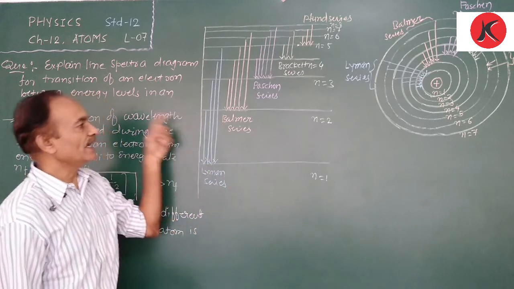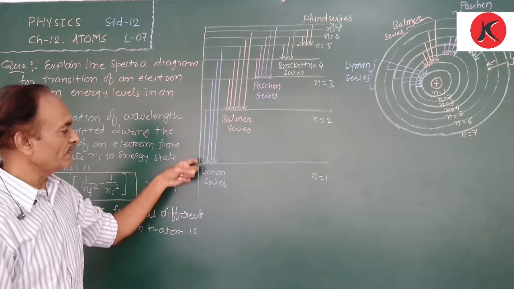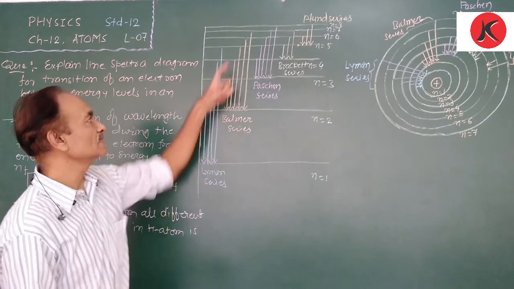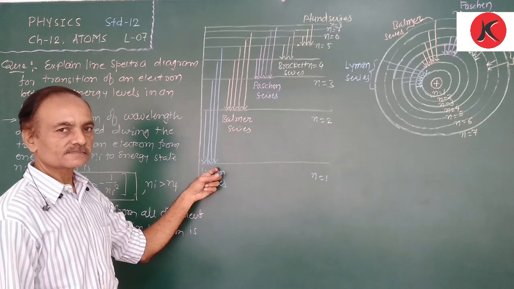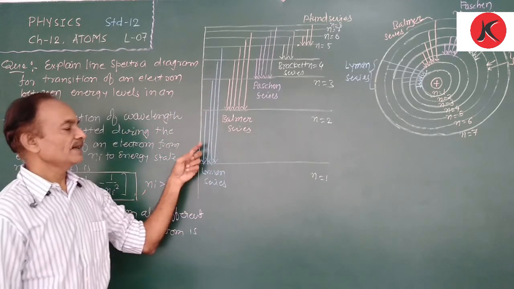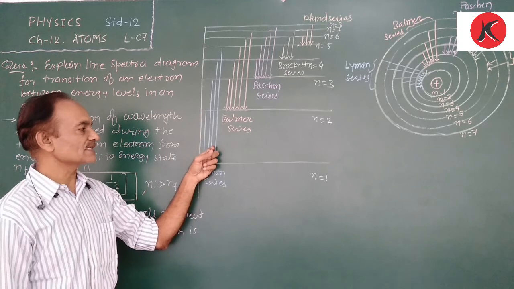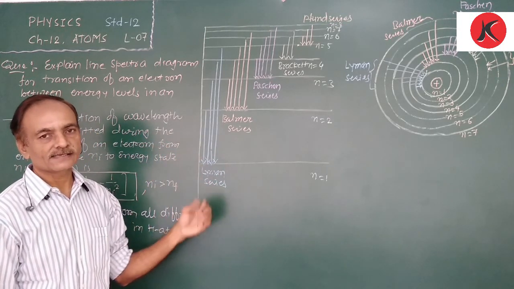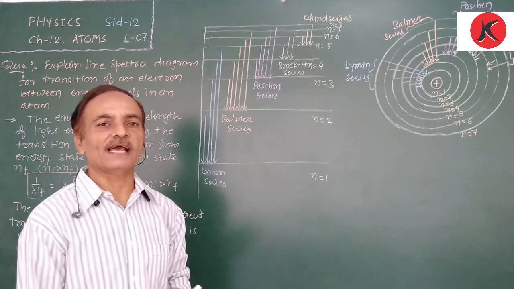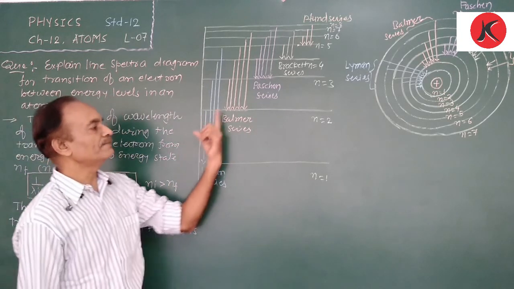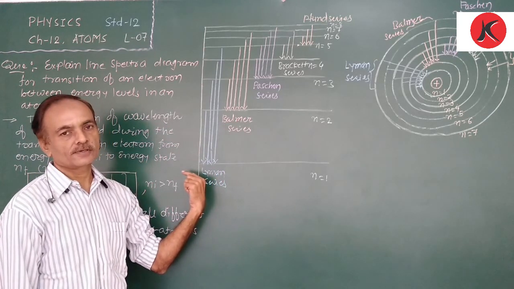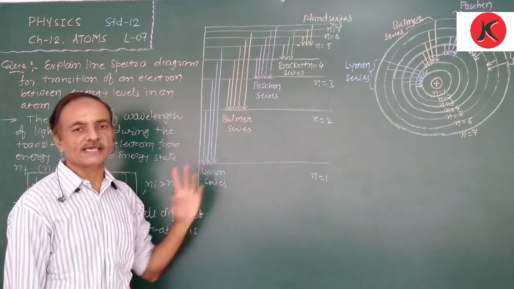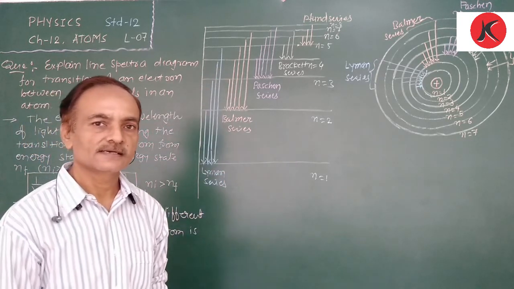So the figure shows the electron making the transition from second orbit to the first orbit, third orbit to the first, fourth orbit to the first, fifth orbit to the first, and the corresponding H alpha line, H beta line, H gamma line, H delta line are obtained. Clear? So these are the spectral lines of the Lyman series corresponding to the different transitions of an electron from the 2, 3, 4 orbits to the ground state, or the n equal to 1 energy state.